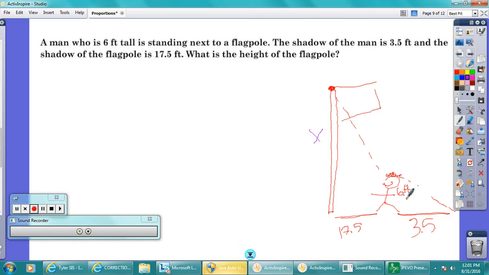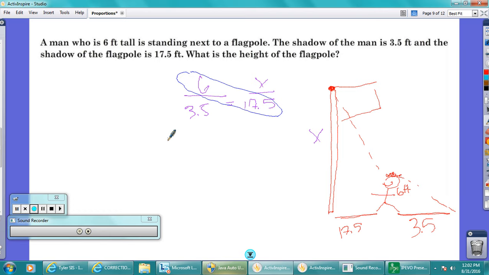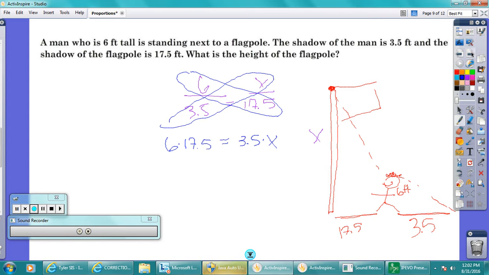So I'm going to set up 2 ratios. The height over the distance, 6 over 3.5 is equal to this height, which we don't know, over the distance, which is 17.5. And then what are you going to do? Now you have a proportion, so you're going to cross multiply. 6 times 17.5 is equal to 3.5 times x, and then you're going to solve.